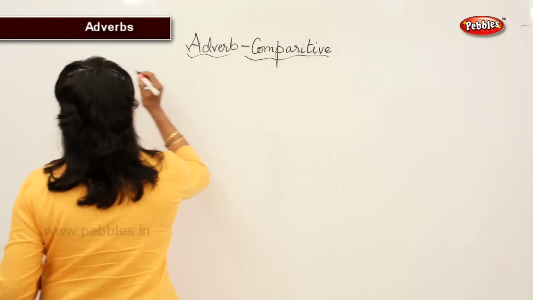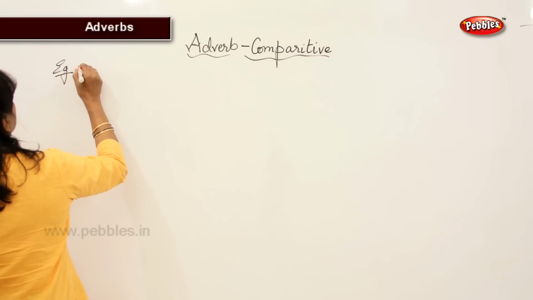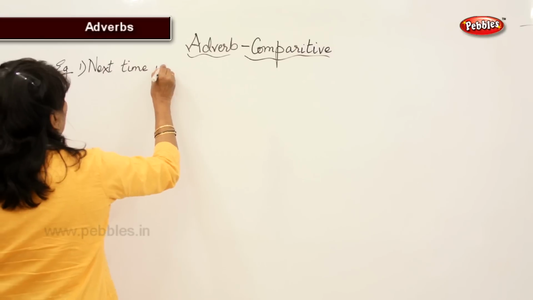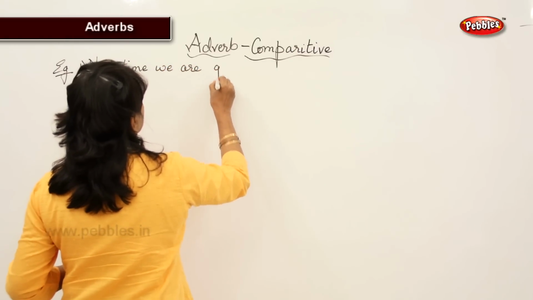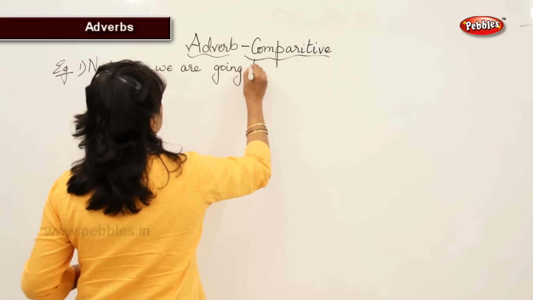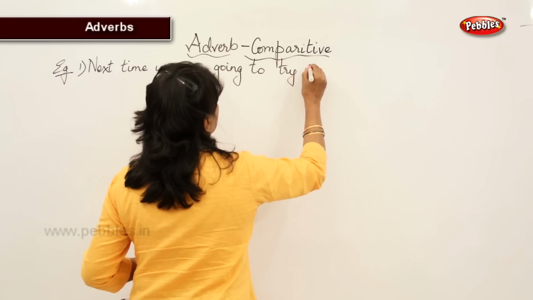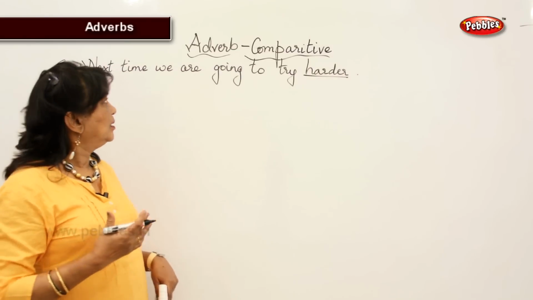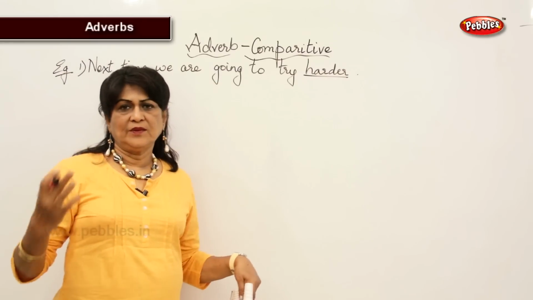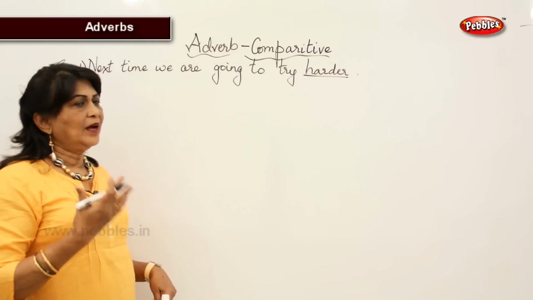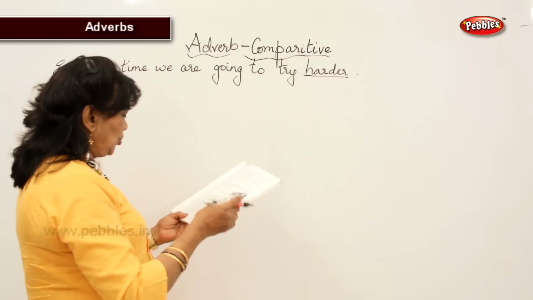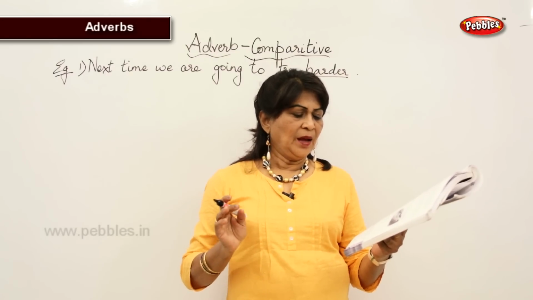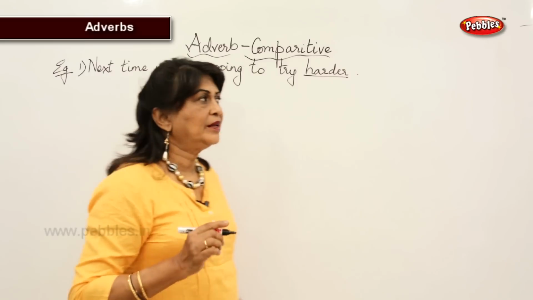Okay. So, we have example, next time we are going to try harder. Now, we are going is the verb, to try is the infinitive, and harder is the adverb. To make superlatives, we add est to the positive degree. Among all the athletes, Amar ran the fastest.